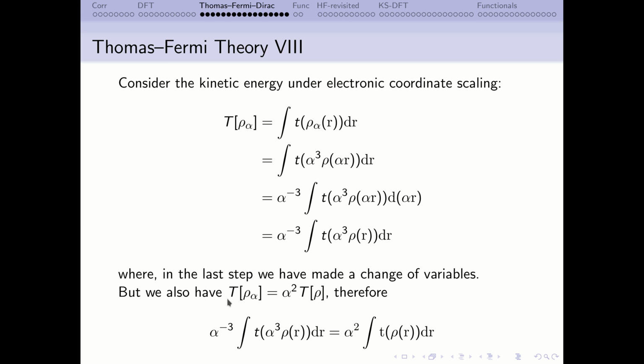Now we also know that the kinetic energy of rho of alpha, through the scaling relation, is alpha squared times the kinetic energy of rho. Therefore, this expression here must be equal to alpha squared times the integral of t of rho dr.